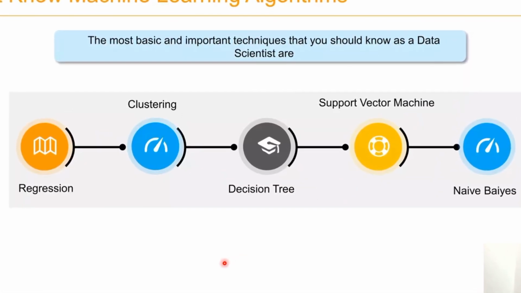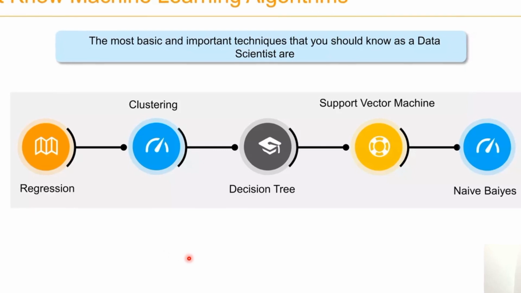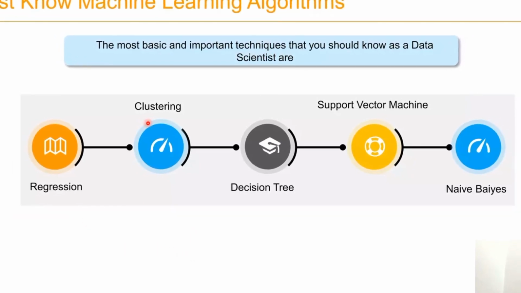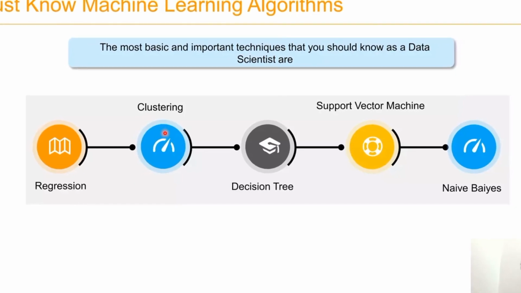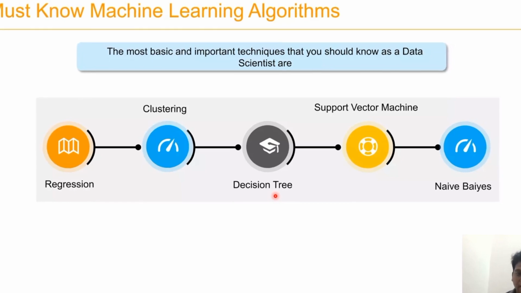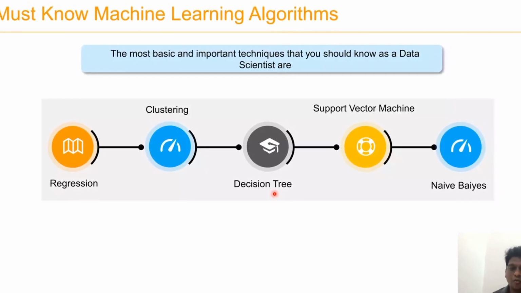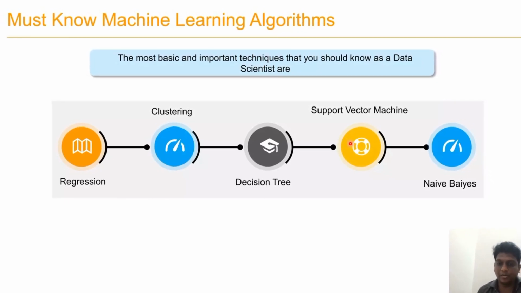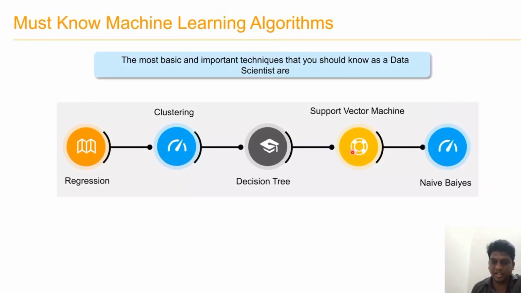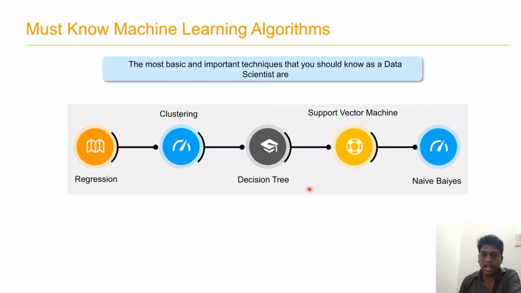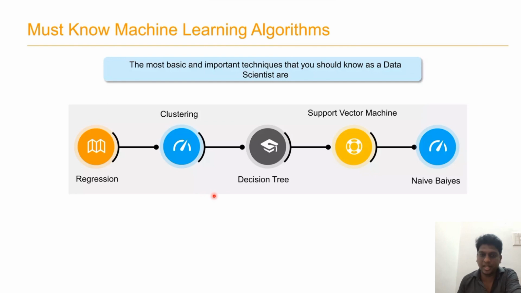These are some must-know machine learning algorithms regarding this data science concept. Regression, then clustering. Clustering is based on unsupervised learning. Then decision tree, we have to make better decisions, so we go for the decision tree. Then SVM classifier, support vector machine, that comes under supervised learning. Then finally the naive Bayes algorithm. So these are some essential machine learning algorithms needed for data science.